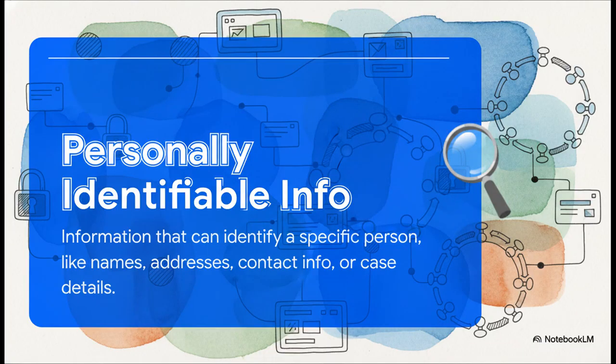And the cornerstone of that responsibility is understanding something called PII, or personally identifiable information. What's so important to get here is how broad this definition is. It's not just the obvious stuff like names and addresses. It's any piece of information that could be used to pinpoint a specific person. Protecting this data has to be your number one priority.